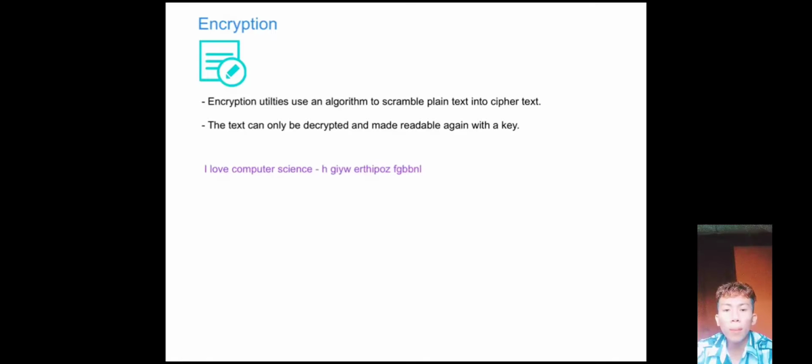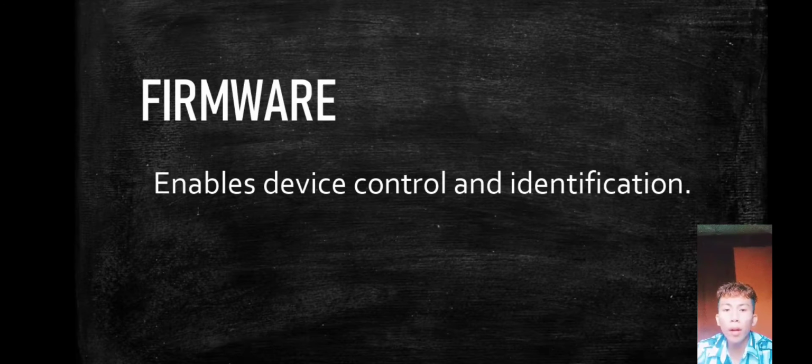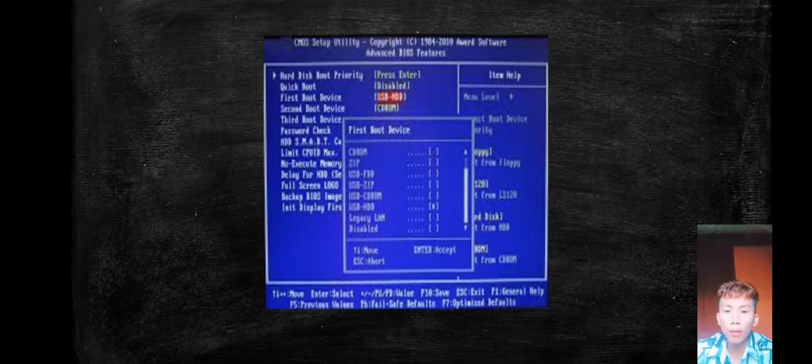The fourth type of system software is firmware. So what is firmware? Firmware enables device control and identification. The example picture is a CMOS BIOS. So what is a BIOS? A BIOS is firmware used to perform the booting process and to provide runtime service for an operating system and programs.